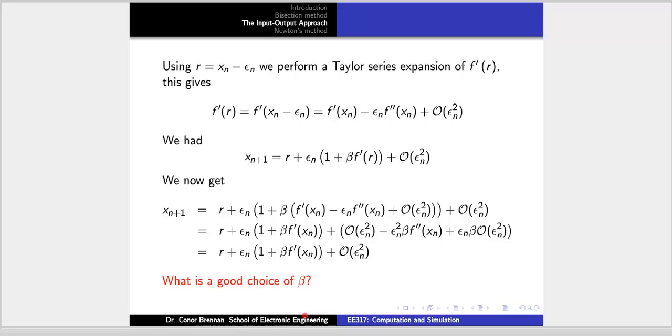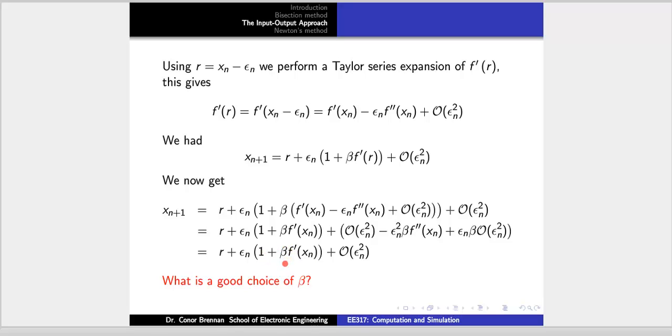So in particular, what is a good choice of beta? Would anyone care to volunteer a good choice of beta? We want to make this as small as possible. This thing here in the brackets. Anybody in NUIM want to volunteer a good choice of beta? How can we make this thing in the brackets as small as possible? Yeah, you can make what's in the brackets equal to 0. Exactly. So how can we make what's in the brackets equal to 0?